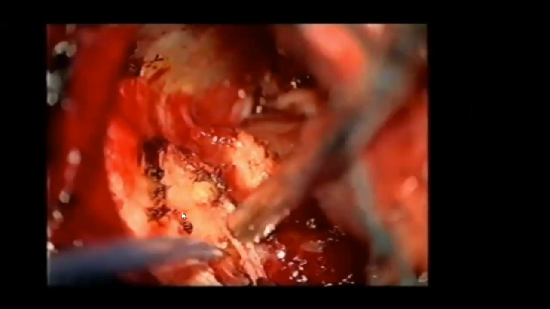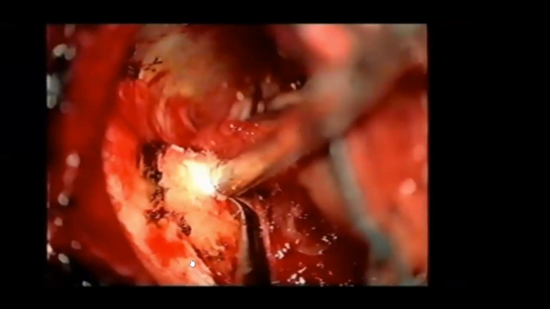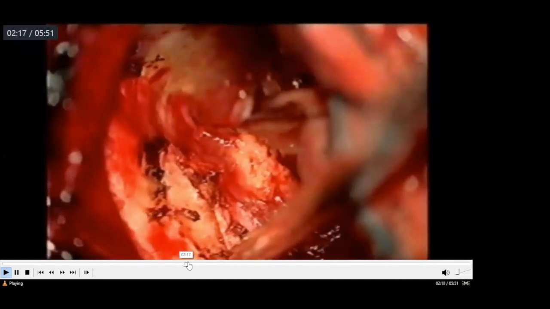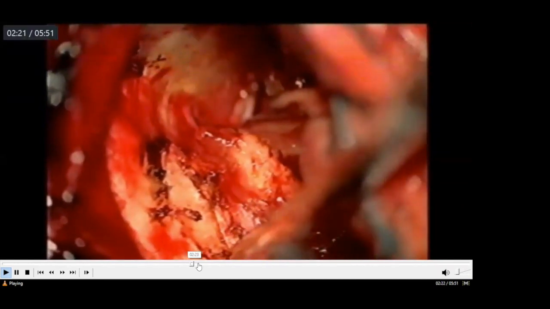I'll just go through it quickly, just to show you that the dissection is really difficult. Here, debulking the tumor from inside, you can see the color. This is not the normal color of vestibular schwannoma. There was hyalinized tissue there. Here is checking the tentorium. Here I'm drilling the internal auditory meatus. Taking the dura of the internal auditory meatus to drill.